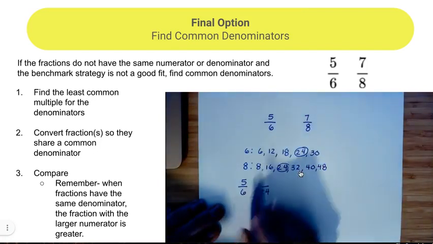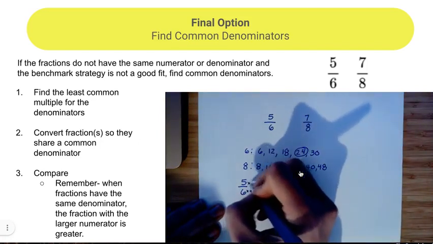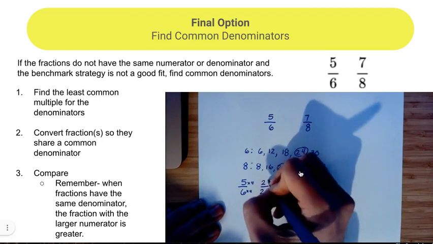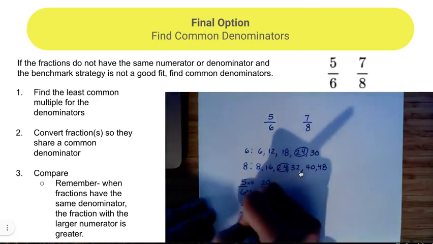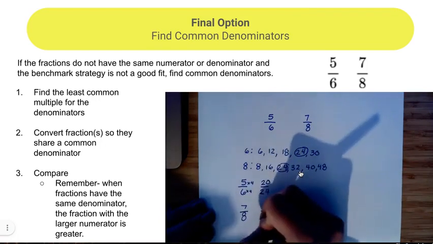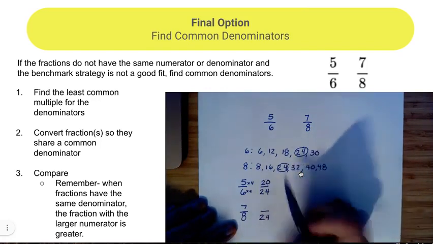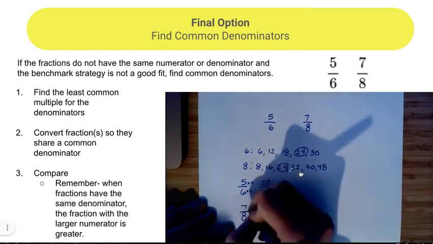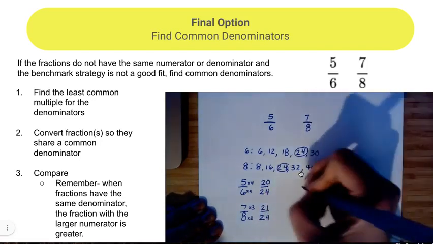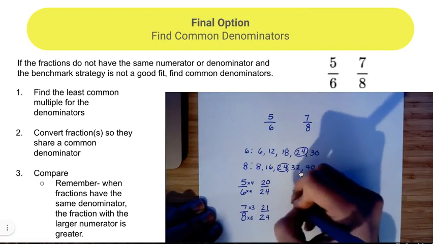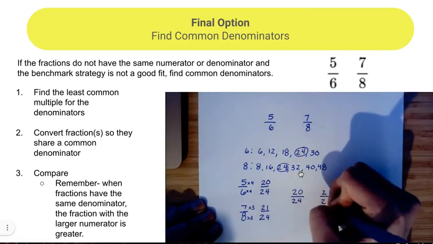I multiplied 6 by 1, 2, 3, 4. So then I need to multiply 5 by 4 as well, and I should get 20. And then with 7/8, I multiplied 8 by 1, 2, 3. So 7 times 3 is 21. Now I need to compare 20/24ths to 21/24ths.